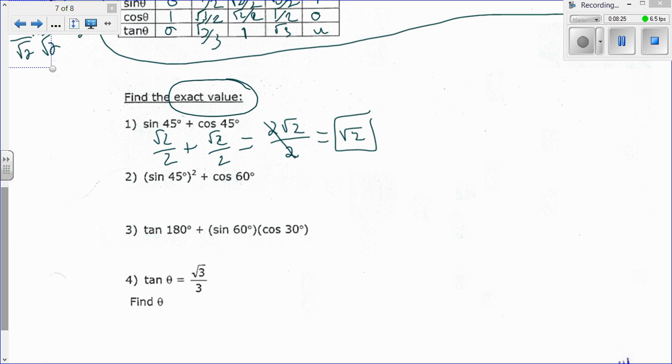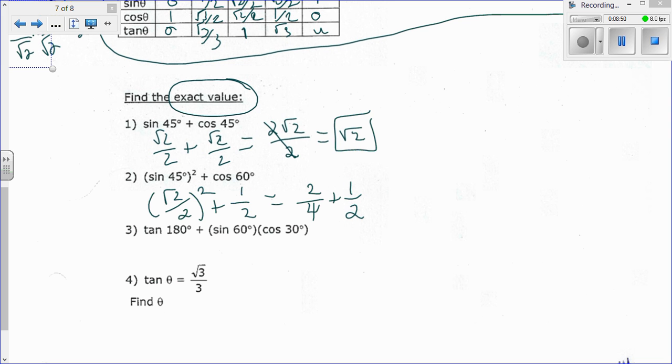The sine of 45 degrees squared plus the cosine of 60. Well, the sine of 45, if we look in our chart, is radical 2 over 2, and we're going to square that, plus the cosine of 60. Well, the cosine of 60 is 1/2. If I square radical 2 over 2, radical 2 times radical 2 is 2. 2 times 2 is 4, plus 1/2.